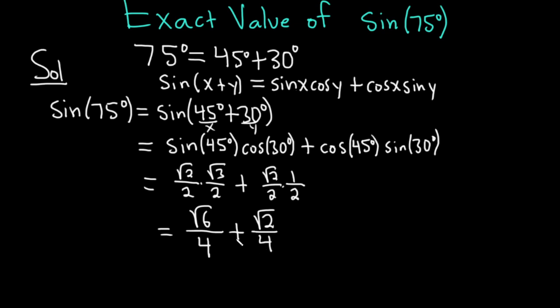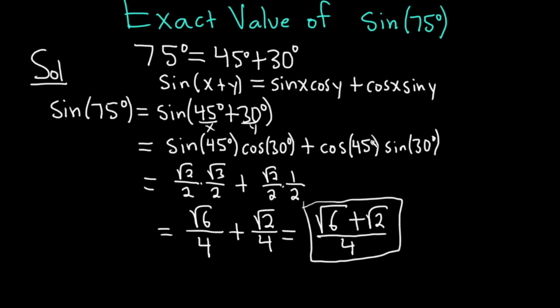And now because we have two fractions and the denominators are the same, we can write them under that denominator. We can write them like this: square root of 6 plus the square root of 2, and that's all divided by 4. And so that would be the exact value of the sine of 75 degrees.